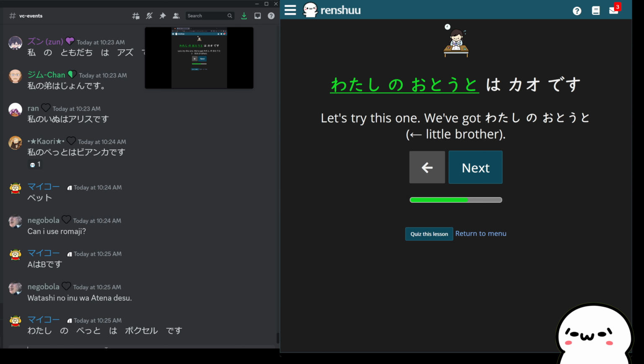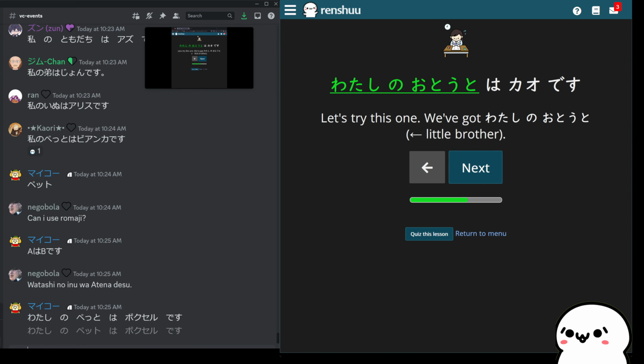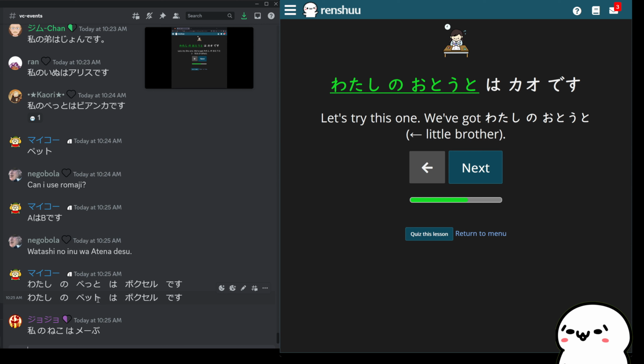Watashi no petto wa bokseru desu. And I'm going to type it once more so we have the correct katakana in there. Now, if you look at that, you see the wa, you see the desu, and you can see it's equating two parts. It's saying watashi no petto, that's one chunk, and there's bokseru, that's the second one.